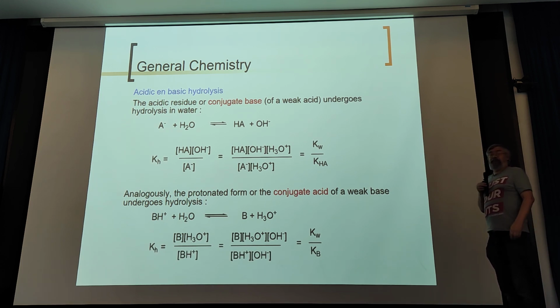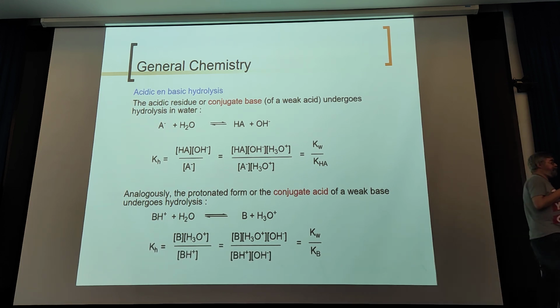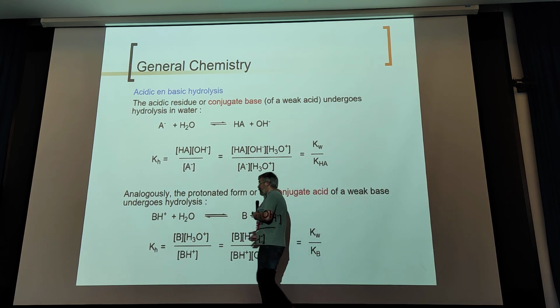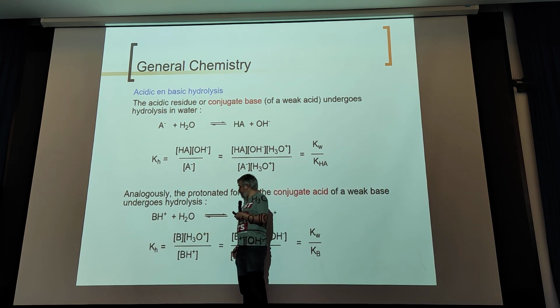So, if you have a protonated weak base, for instance ammonium, it's protonated ammonia, ammonium NH4+, it can give away its proton to water, and what you form is hydronium H3O+, and you regenerate the free base. So we can do the same. This is the form that the equilibrium constant is taken.